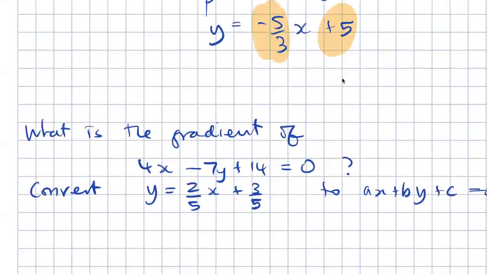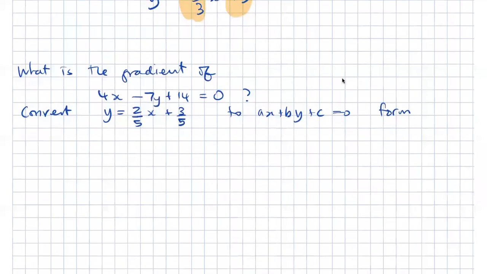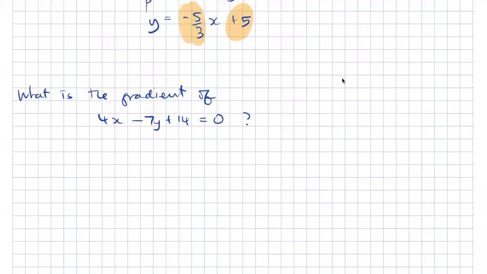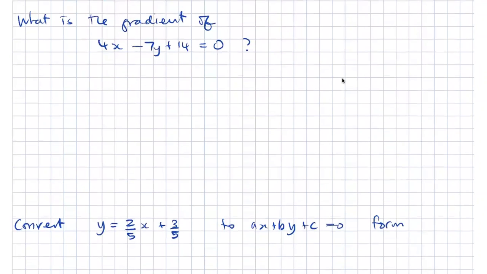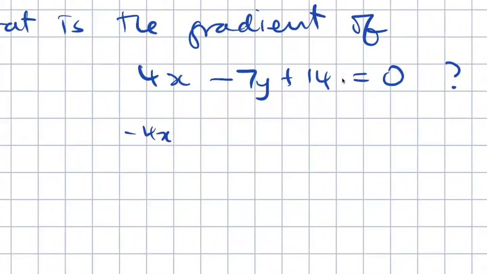So let's look at the next problem, and I've got something else in the way. I'll just move that out. See whether we can do that. Just slip that all down a little bit. And have a go at this. What is the gradient of 4x minus 7y plus 14 is equal to 0? Well, to work out the gradient of this, again, we just need to make y the subject. So we'll go and do what we did before and make y the subject by subtracting 4x from both sides of the equation.